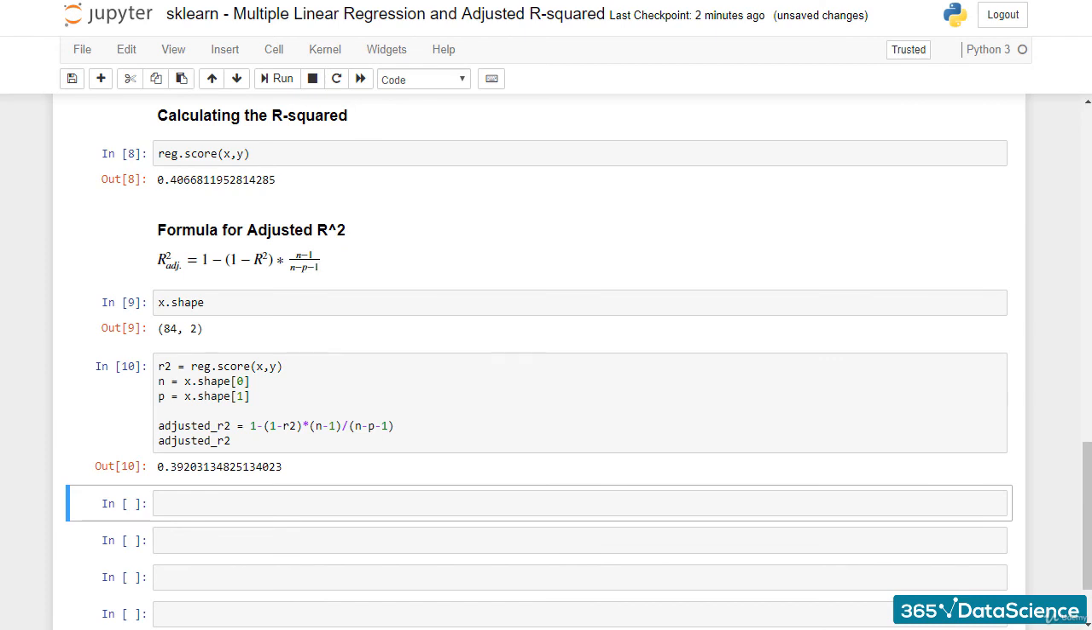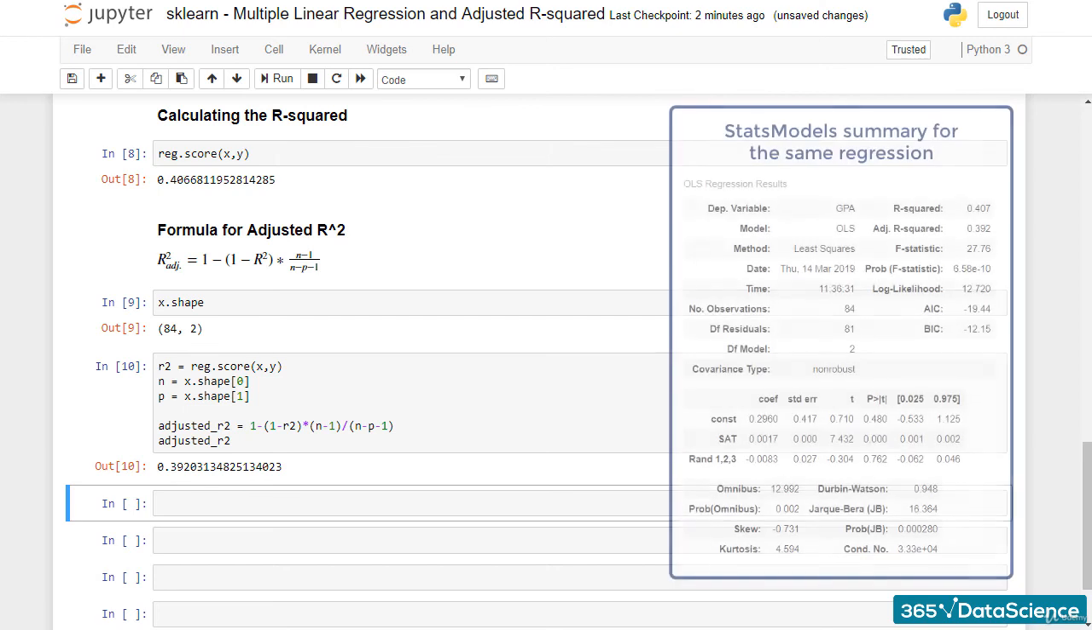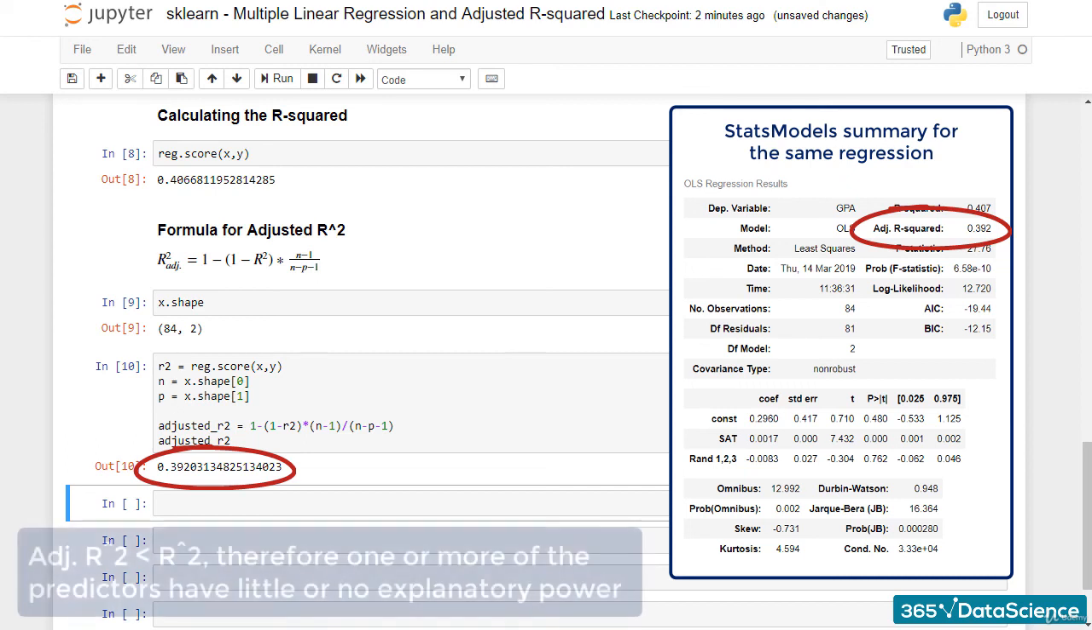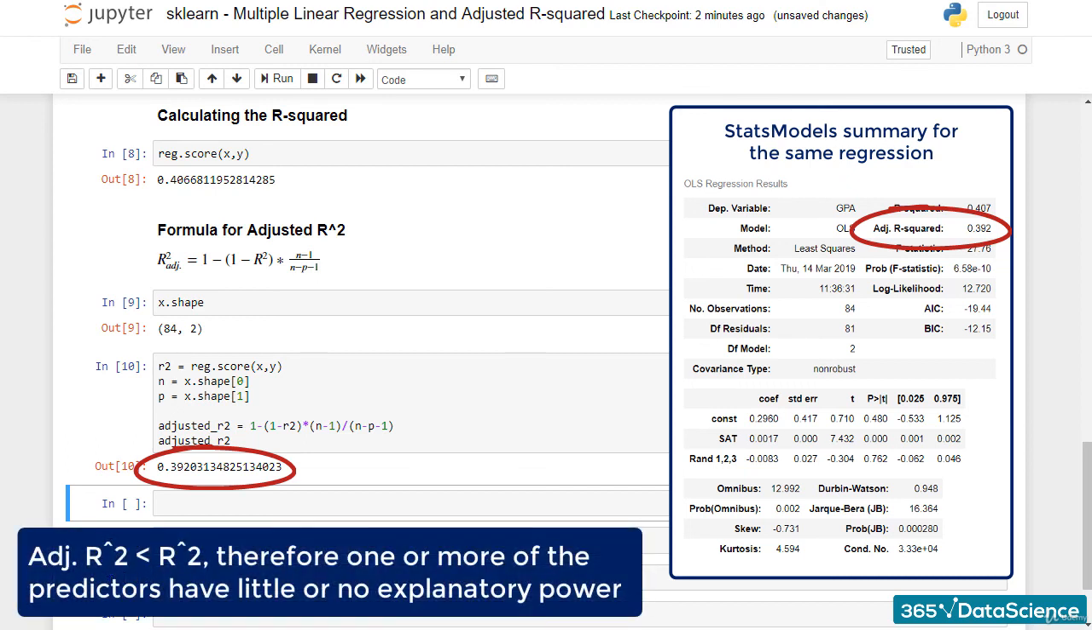Usually, you won't be able to validate if this is the correct answer, but lucky for us, we've got our old friend, the statsmodels regression summary. Comparing the two values, we confirm that we have worked correctly. Our conclusion is that the adjusted R-squared is considerably lower than the R-squared. Thus, one or more of the predictors have little or no explanatory power.